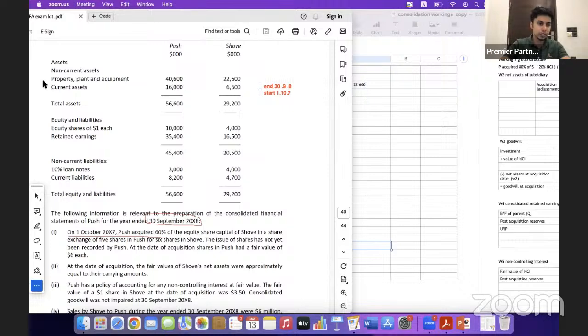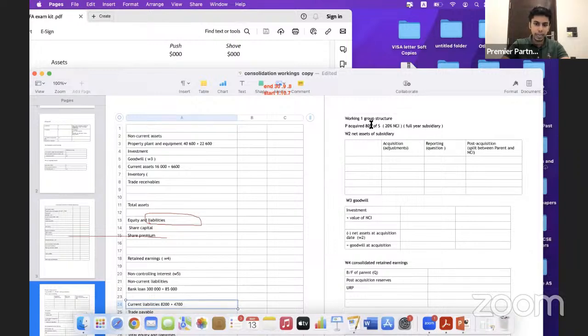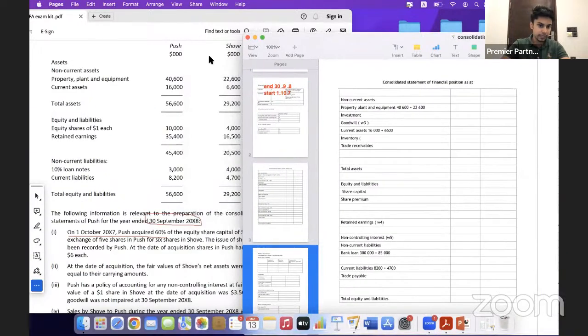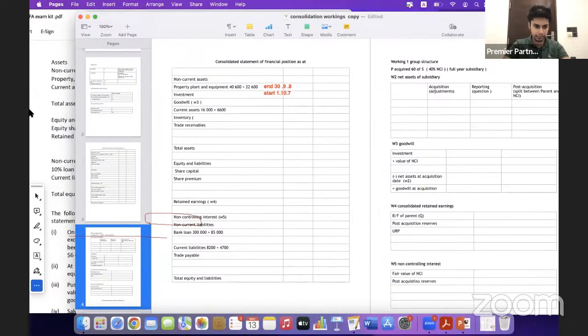So therefore, your group structure will now work this way. I will update it on my sheet over here. What happened? Push acquired 60% of Shub. So that means there is a 40% NCI. And this is a full year subsidiary, just like our last question. Okay, it's a full year subsidiary.